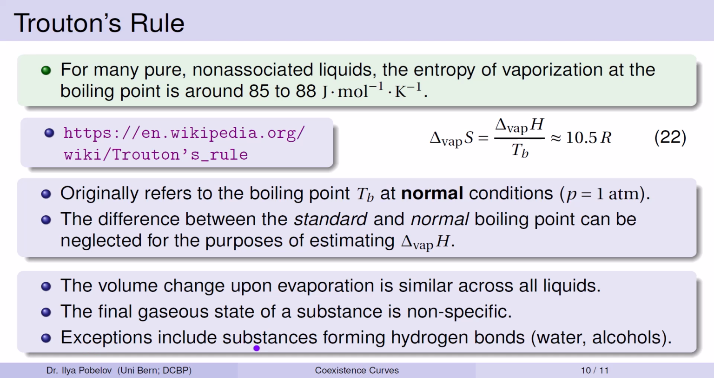Liquids with strong molecular interactions that undergo significant molecular association in their liquid phase deviate significantly from Trouton's rule. This includes many substances forming hydrogen bonds in the liquid state, such as water and alcohols. Hydrogen bonds in liquids introduce a certain order and render them less random than many other liquids. Therefore, the increase in entropy when they vaporize is much more pronounced than for a liquid without hydrogen bonds.